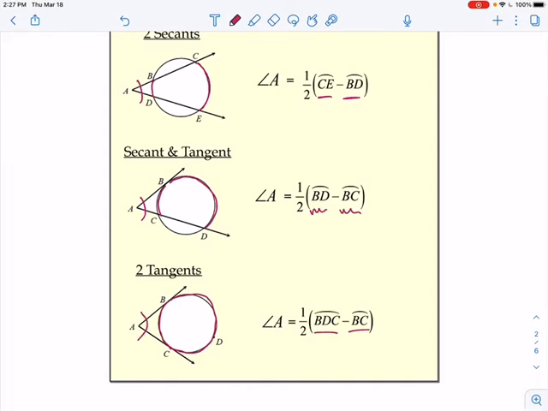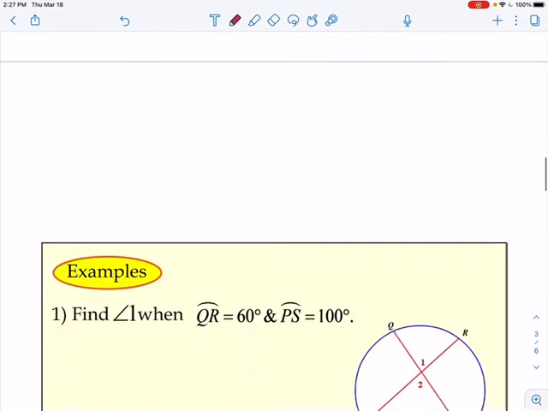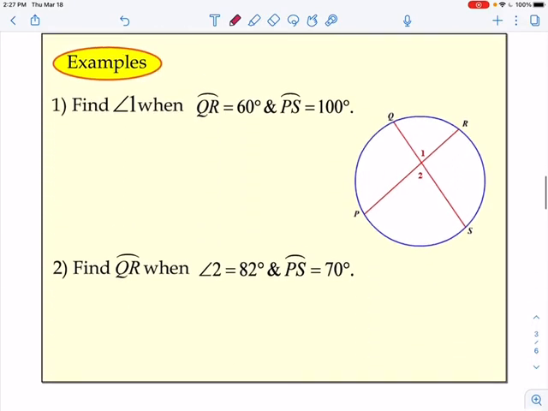So when it's inside, you're adding the two arcs together and dividing by 2. And when it's outside, whether it's two secants, a secant and a tangent, or two tangents, you're subtracting the two arcs. Again, the bigger arc minus the smaller arc, and then taking 1/2 of that difference. Okay, so let's look at some examples.